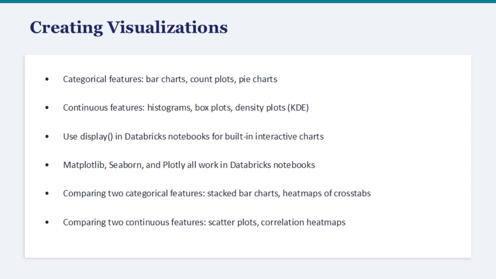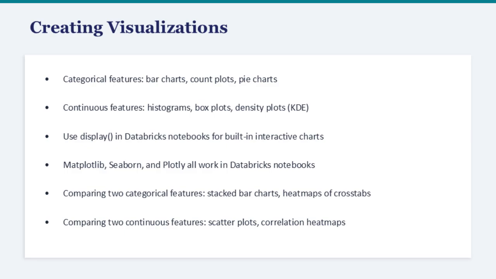Now let's talk about creating visualizations. The exam tests which visualization fits each type of feature and the comparison. For categorical features, use bar charts, count plots, and pie charts. These show the distribution of the categories. For continuous features, use histograms, box plots, or density plots. These show you the shape of the distribution of your data.